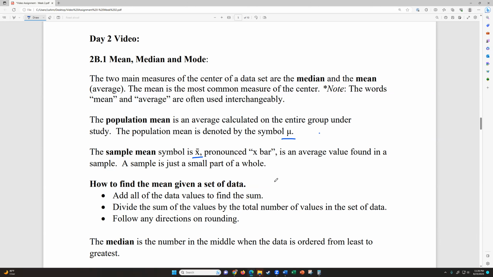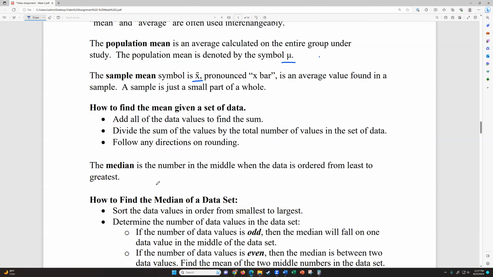Now, how do we find the mean if we have just some data in front of us? What we do is we add all of the data values, and then we divide that sum by the total number of values in the set of data. So if 20 students took a test, I could add up all their scores and then divide by 20 because there were 20 students who took the test. And then follow any directions on rounding.